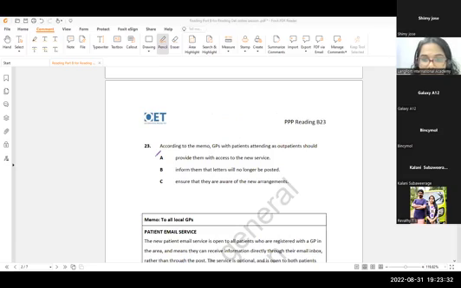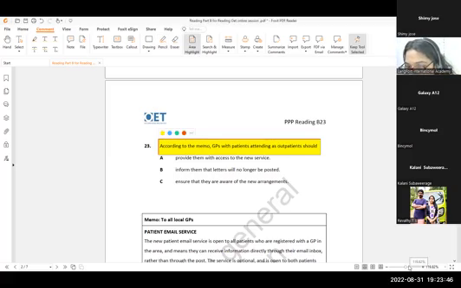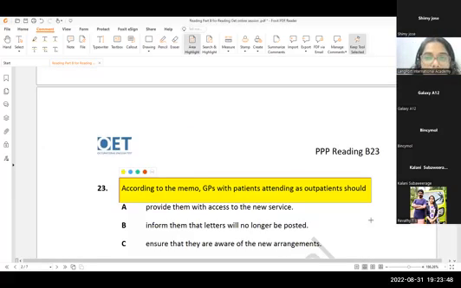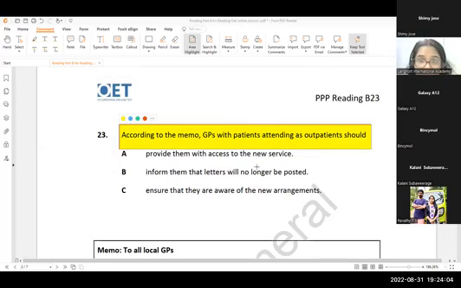Right, 1 second. Anita, can you unmute yourself for me? Can you read only the question? All of you, I want you to take a second, read the question. Anita, you can read the question for me. According to the memo, GP with the patient attending as an outpatient should. Okay, 1 second. Don't read anything yet, just the question, not the options.